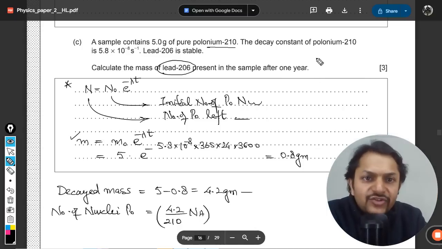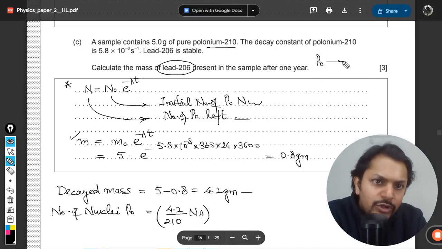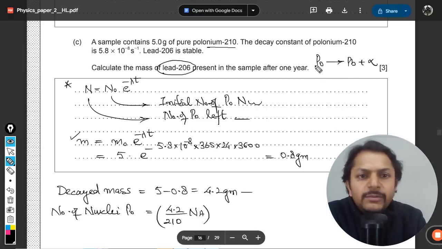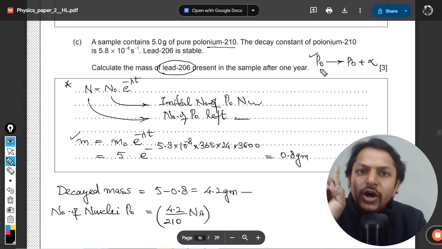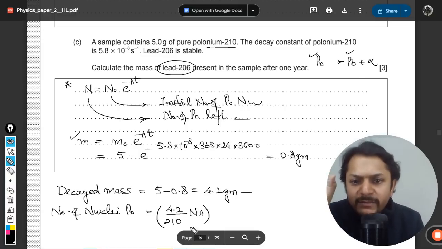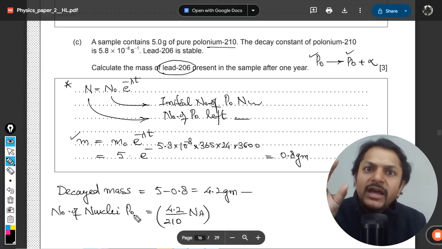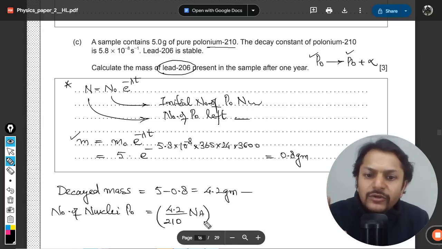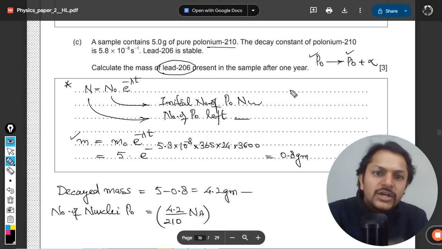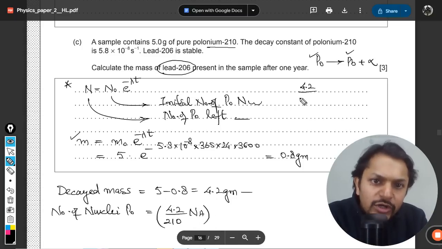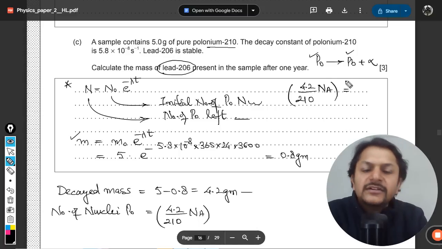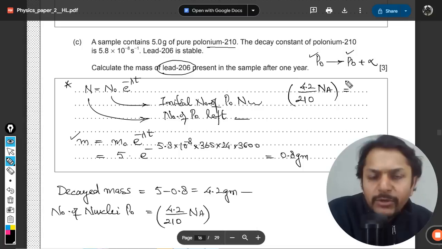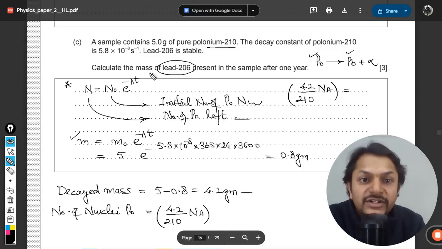So according to the reaction, polonium is converted into lead and plus alpha. It means one nucleus of polonium, when it breaks down, is going to produce one nucleus of lead. So these many nuclei of the polonium have been converted into the same number of lead. So how many number of lead molecules are there? These many, the same. So we can say that 4.2 divided by 210 into Avogadro number is equal to the number of lead particles, but we are interested in the mass.